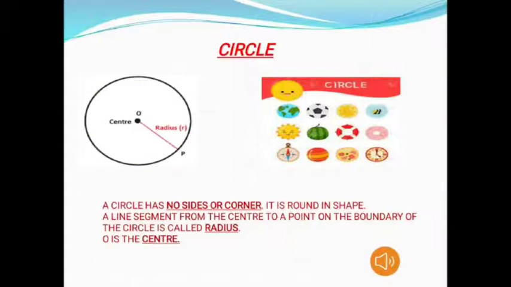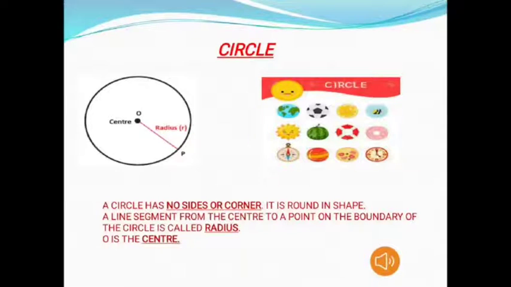Now we have come to define the circle. A circle has no sides and no corners. It is round in shape. A line segment from the center to a point on the boundary of the circle is called the radius. Here OP is the radius and O is the center.